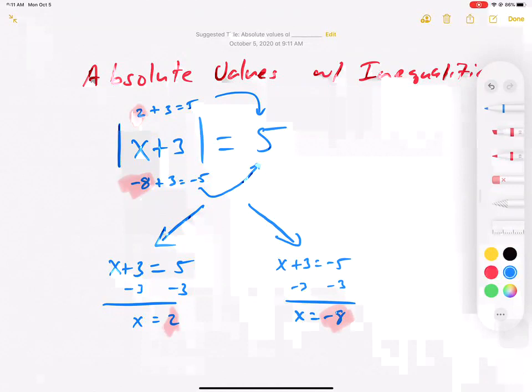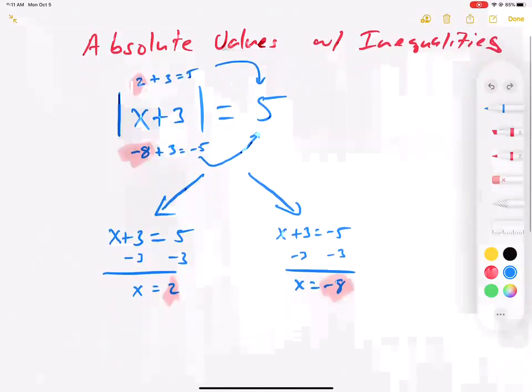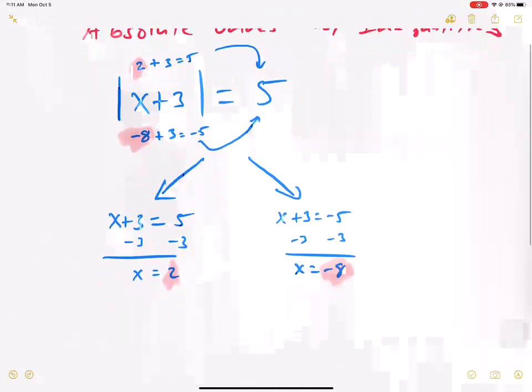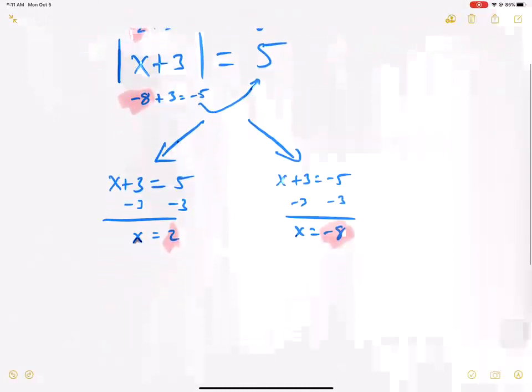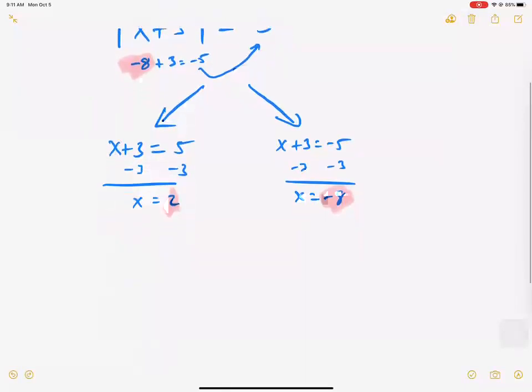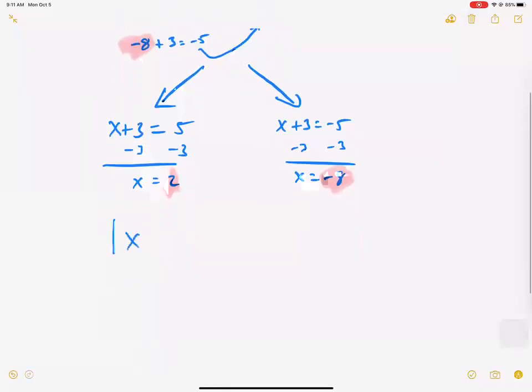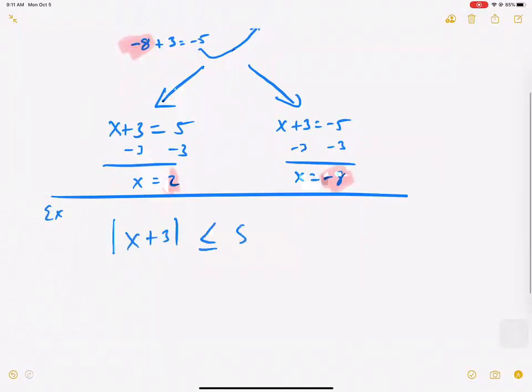Sure, if you have a bigger understanding of it, you can come up with these answers pretty quickly. But as the problems get more difficult, we have to have a set of rules, a way of solving them that works all the time, not just sometimes. So we're gonna do the same exact problem now, except I'm gonna change the equal sign to an inequality. So here's my new example: |x + 3| less than or equal to 5.